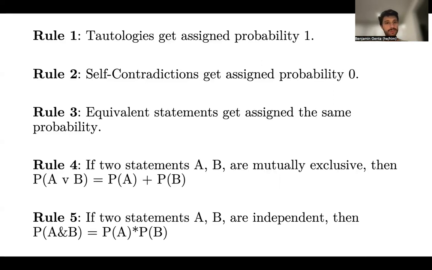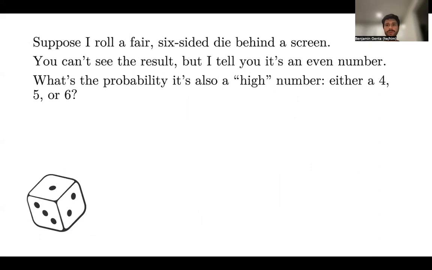Okay, so what about conditional probabilities? So we saw this example where, suppose I roll a 6-sided die that's fair, right? I could roll it over here and you wouldn't be able to see it, because I'm on video. But I tell you that it's an even number. Now you might ask, well, what's the probability that it's also a high number? Meaning that it's either a 4, a 5, or a 6.